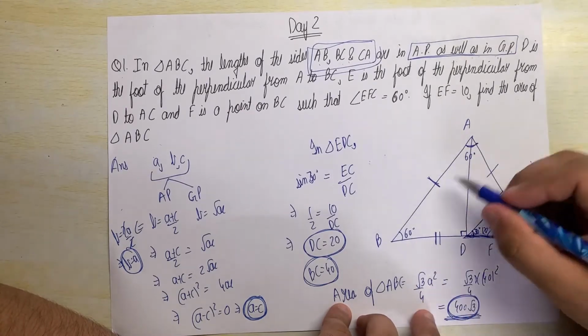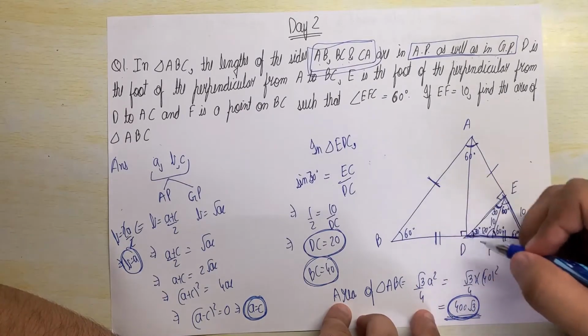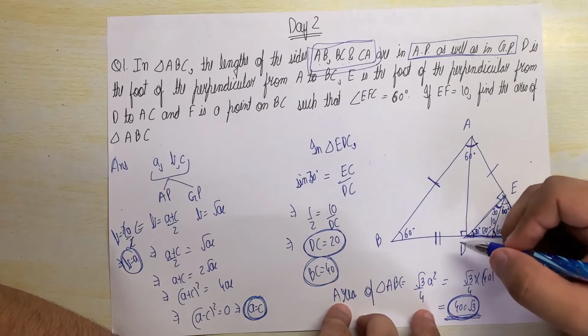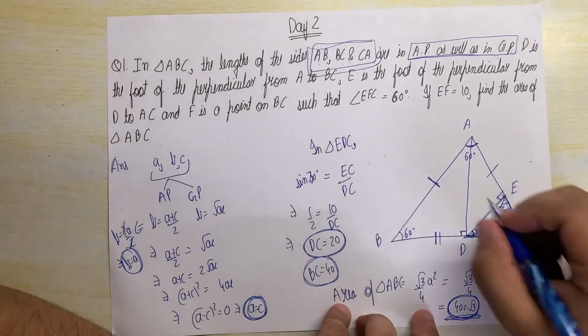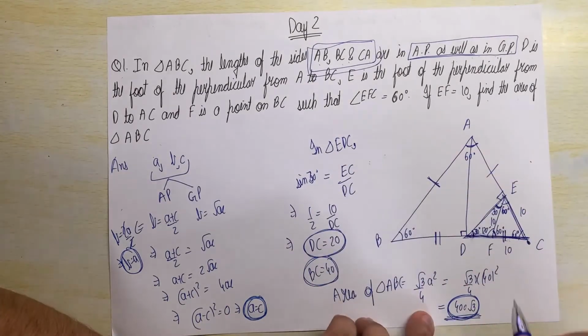Since this was an equilateral triangle, we only had to find the length of one side since all the sides are equal. But in order to find the area of any triangle, you have to find its side. So that was the method to go for this question.